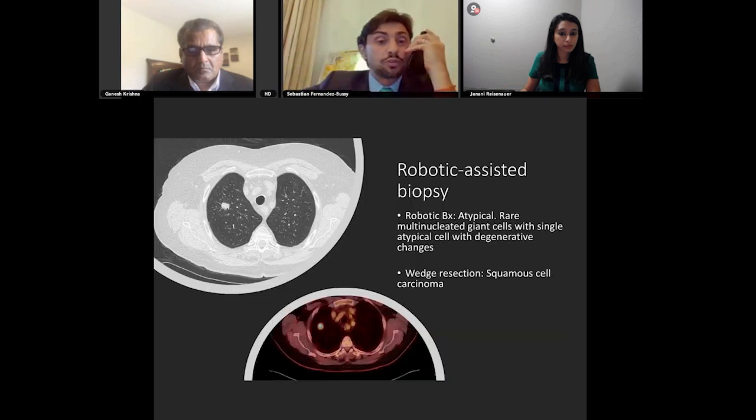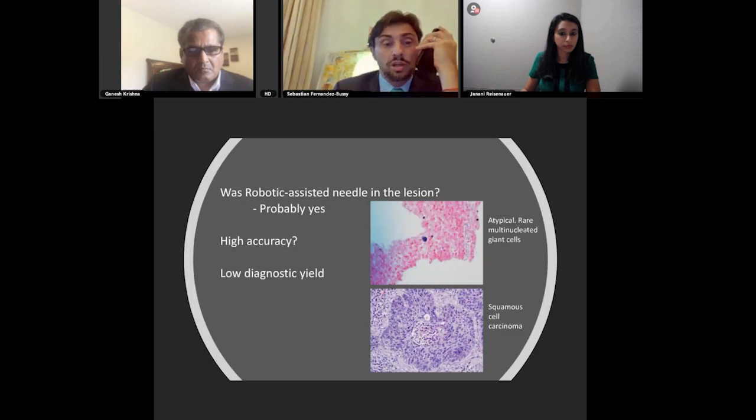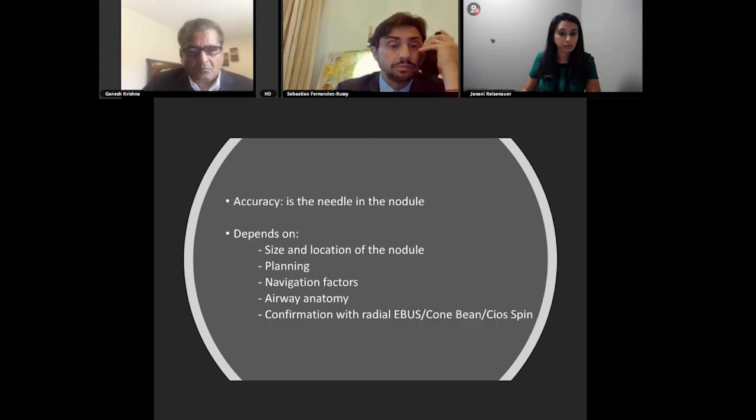The next case, this one is robotic. Right upper lobe nodule. It showed multinucleated giant cells. Now, patient underwent wedge resection, and it was squamous cell carcinoma. So was our needle in the lesion? Yes, it was, but this patient, that robotic procedure had a low diagnostic yield. Because actually the final path was squamous cell carcinoma, not multinucleated giant cells, not granulomas.